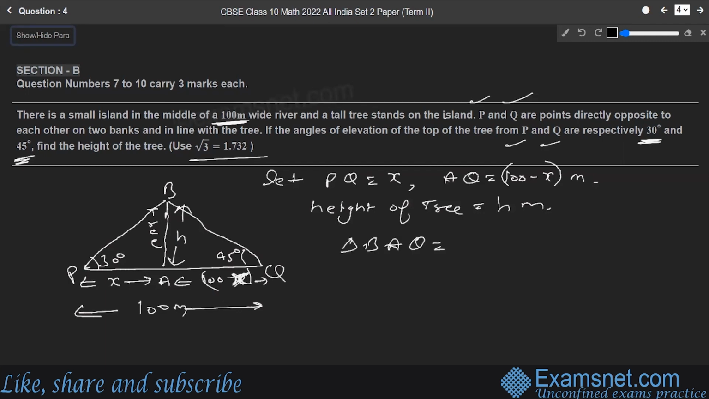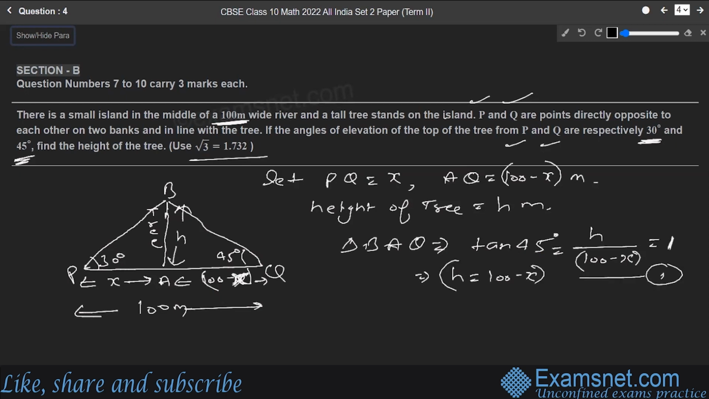In triangle BAQ, we have tan 45 degrees. Tan 45 is perpendicular upon base. So the perpendicular value is the height, and the base value is 100 minus x. So this is the tan 45. Now the tan 45 value is nothing but 1. So we can find out from here that h is equal to 100 minus x. So this is the first thing that we know. We can assign it as equation number 1. h is equal to 100 minus x.